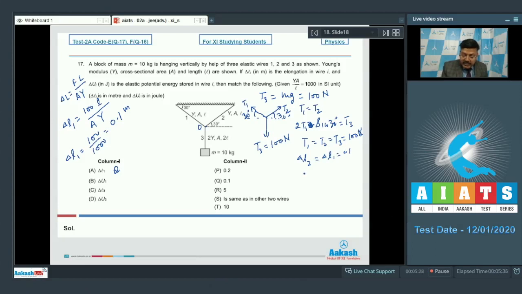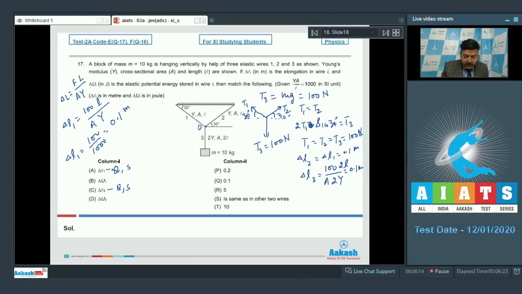That is equal to 0.1. Let's now find delta L3, and that is equal to tension again same, 100 Newton divided by A, which is A only. Young's modulus here is 2Y, but the length also is 2L, and we see that this is also equal to 0.1 meter. So that means A matches with Q as well as S, and same goes for C. Delta L3 is also matching with Q and S.